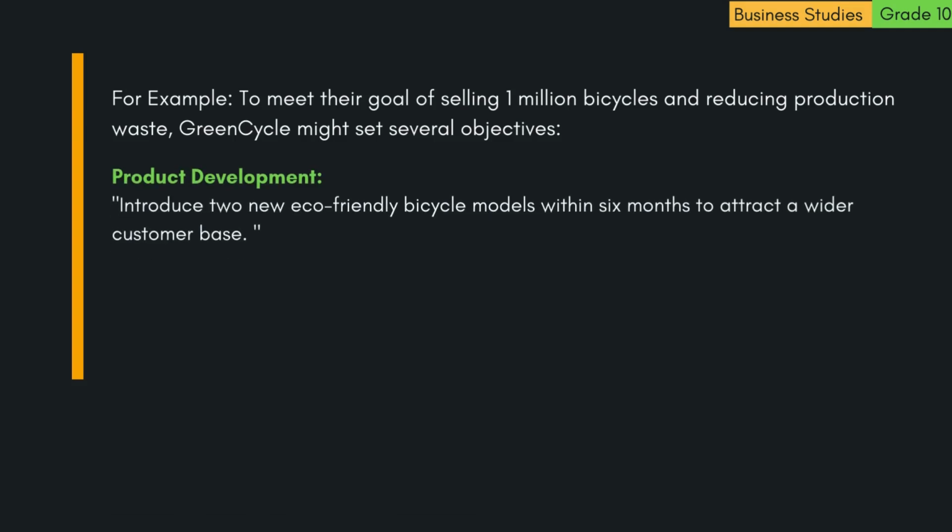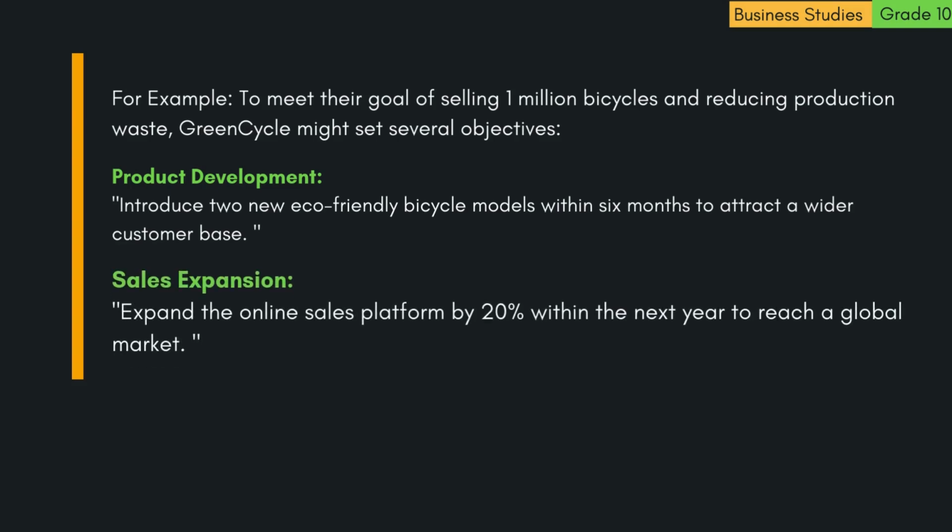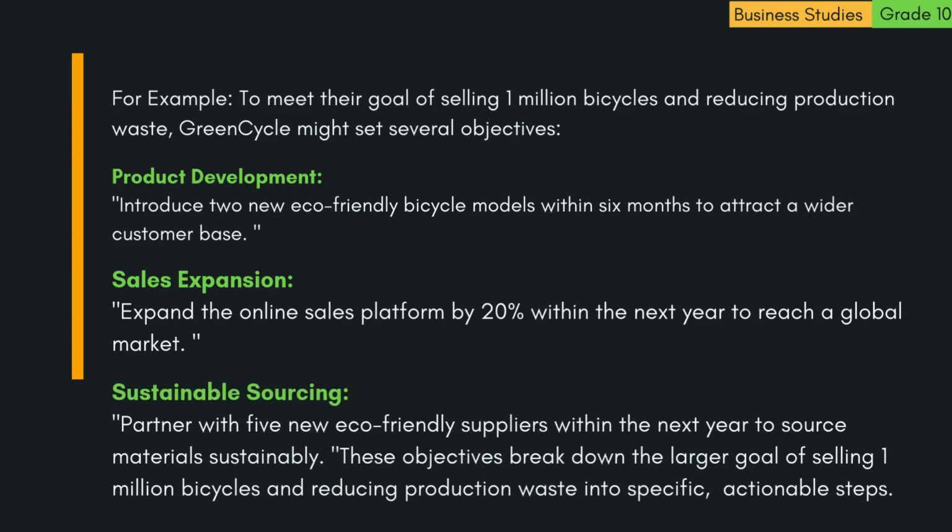1. Product development. Introduce 2 new eco-friendly bicycle models within 6 months to attract a wider customer base. 2. Sales expansion. Expand the online sales platform by 20% within the next year to reach a global market. 3. Sustainable sourcing. Partner with 5 new eco-friendly suppliers within the next year to source materials sustainably. These objectives break down the larger goal of selling 1 million bicycles and reducing production waste into specific, actionable steps.